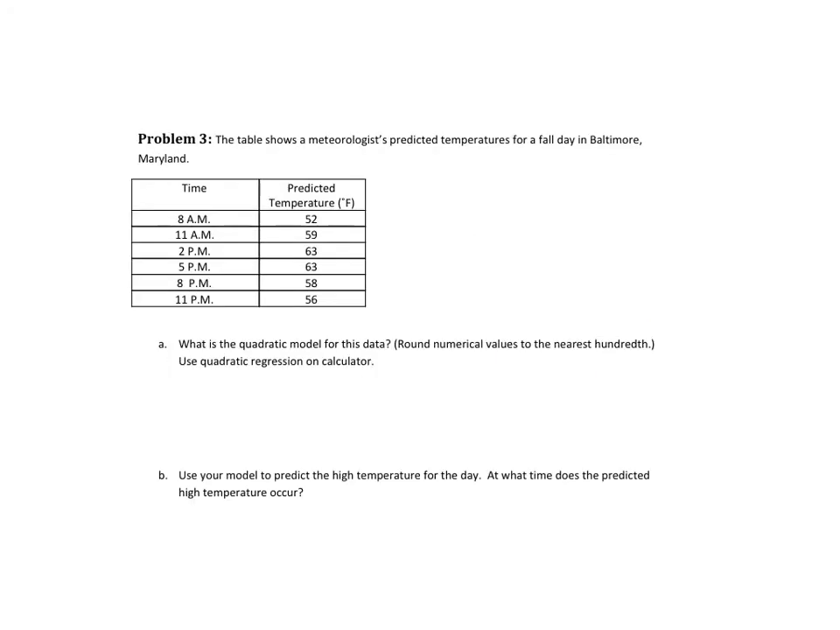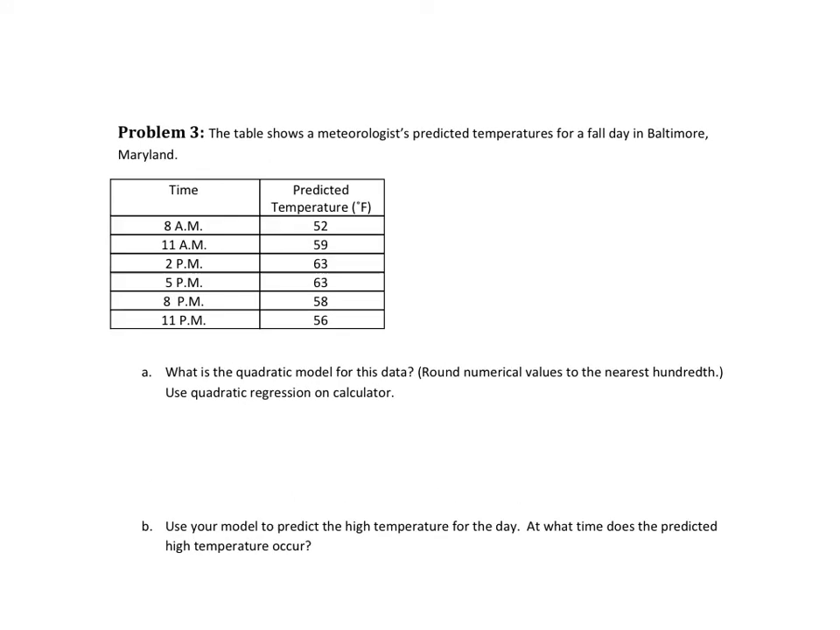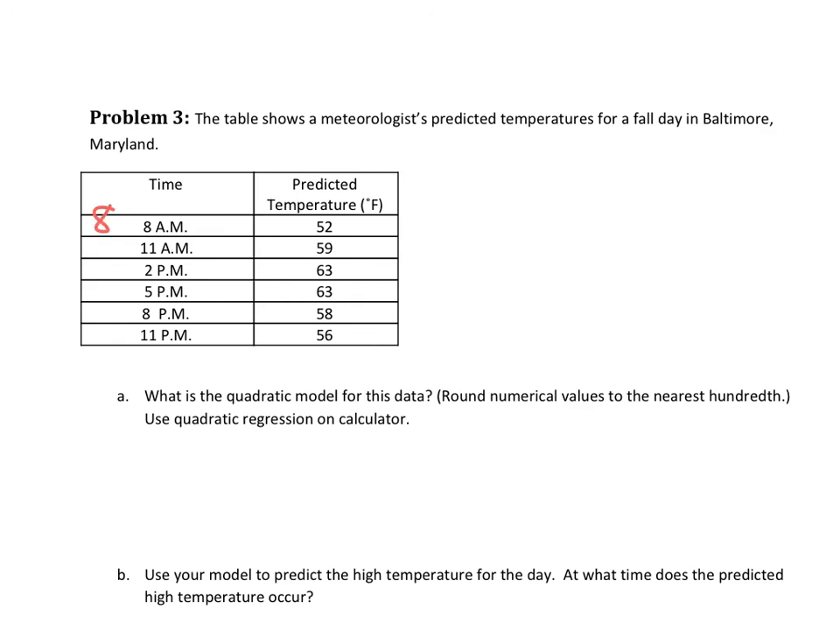Okay, next problem here. The table shows the meteorologist predicted temperatures for a full day in Baltimore, Maryland. What is the quadratic model for this data? Use quadratic regression on your calculator. One thing you want to know is for your L1 list, you're going to do 8 a.m., 11 for 11 a.m., but then switch to military time. 2 p.m. is 12 plus 2, or 14. 5 p.m. is 12 plus 5, or 17. 8 p.m. is 20. And 11 is 23.